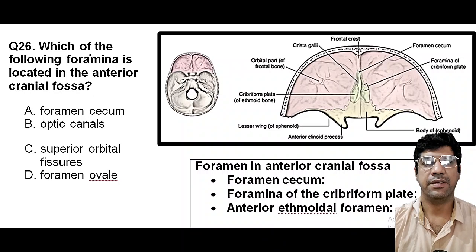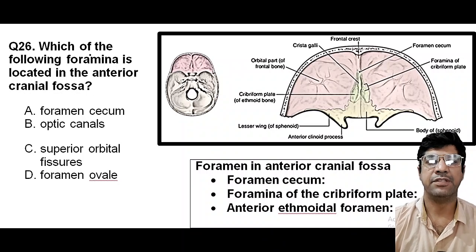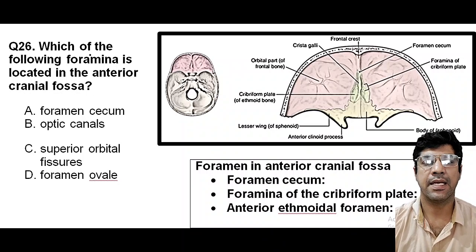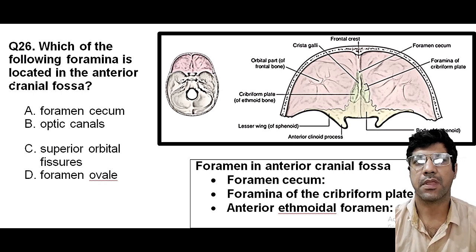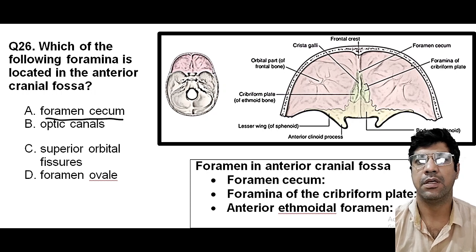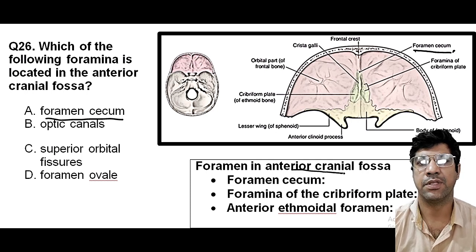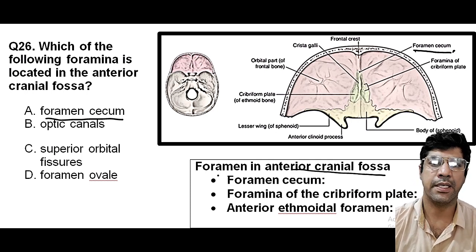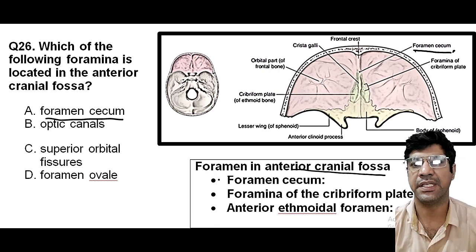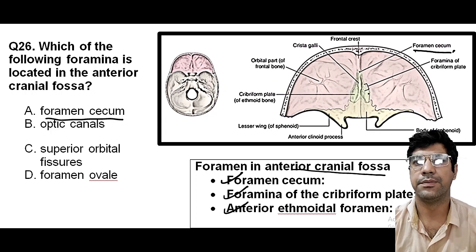Moving to the next question, which of the following foramen is located in the anterior cranial fossa? Your answer choice is foramen cecum. This one is the foramen cecum. It's located in the anterior cranial fossa. So remember the foramens that are located in the anterior cranial fossa: they are the foramen cecum, foramen of cribriform plate, and anterior ethmoid foramen.